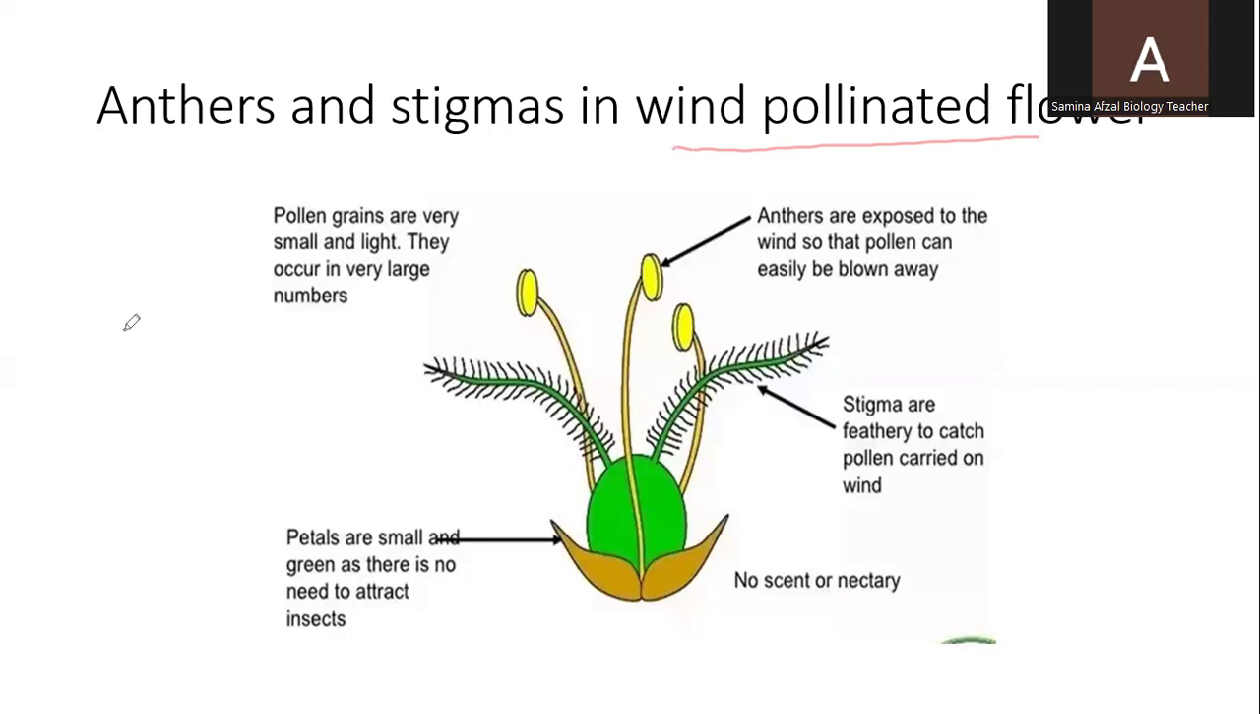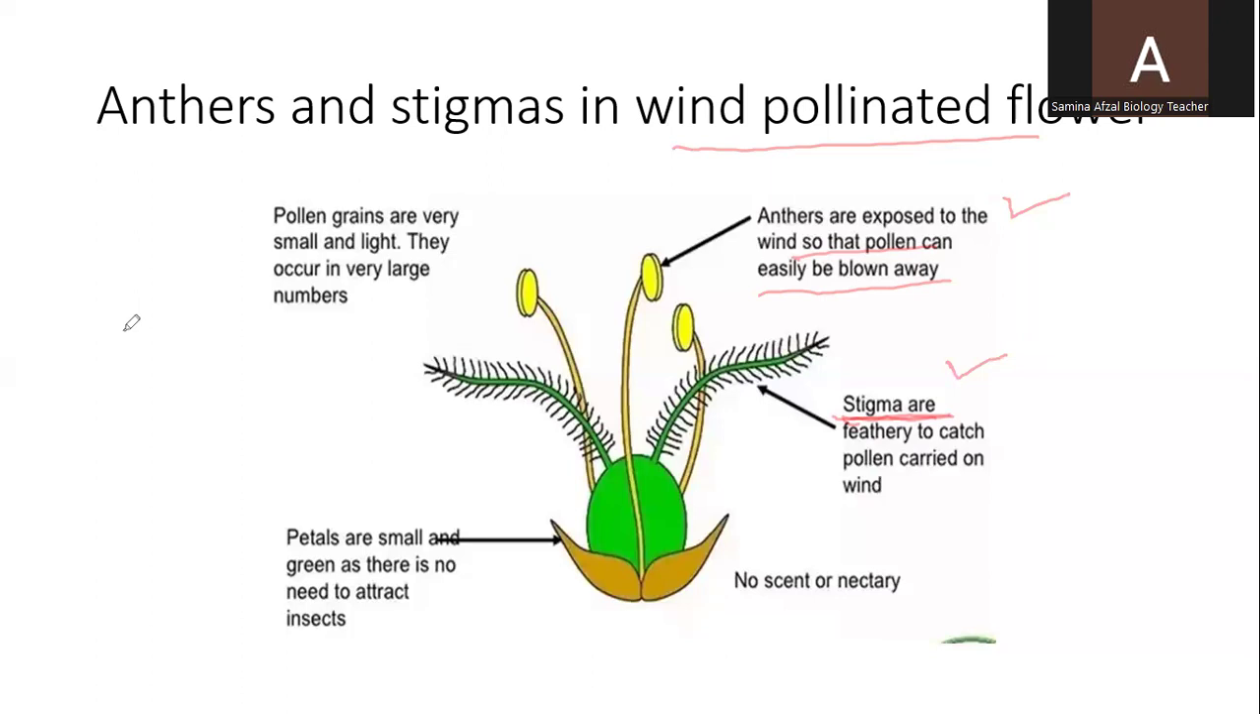First of all, we will discuss the anthers. The anthers are exposed to the wind so that pollen grains can easily be blown away, because they have to go to other plants with the help of wind. So they are totally exposed, making it possible for the wind to take them away with it. And on the other hand, stigmas are feathery to capture the pollen grains, on which the pollen grains should land. Here in this case, the pollen grains are coming with the air, they are present in the air, on the wind.